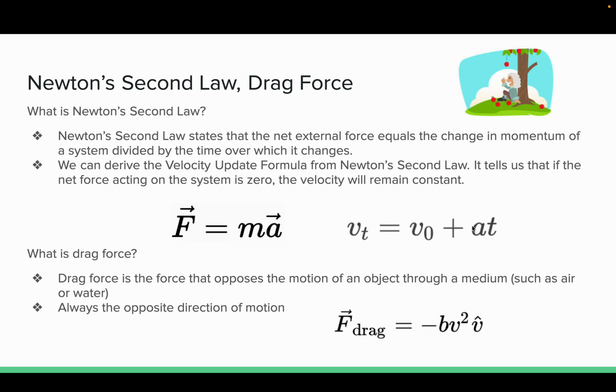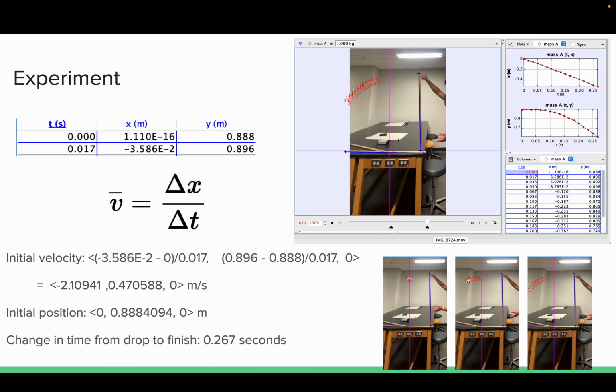What is drag force? Drag force is the force that opposes motion of an object through a medium such as air or water. In this case it's air, so we have air resistance, and it always opposes the direction of motion. So here's the formula for drag force.